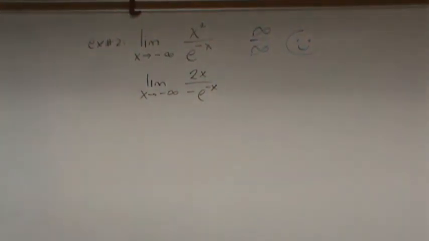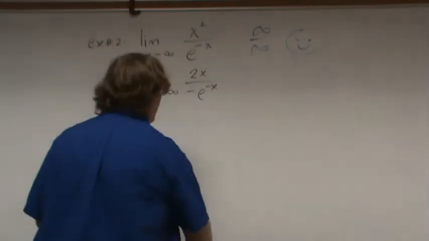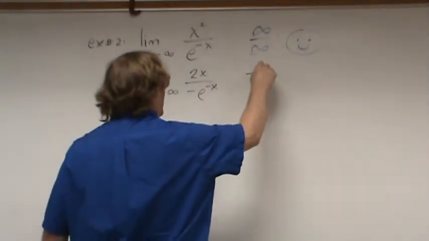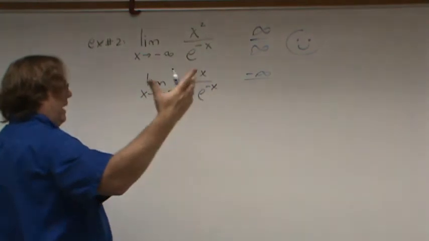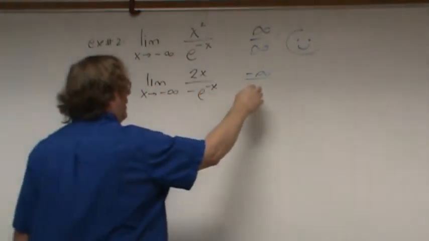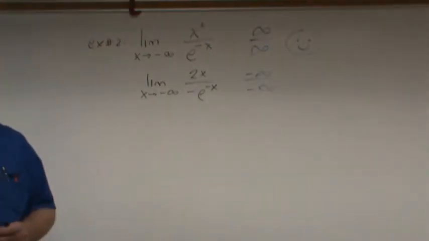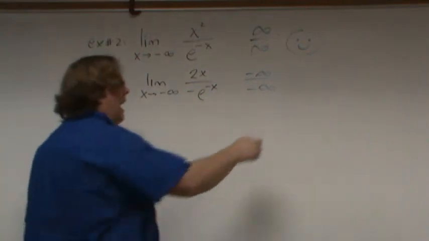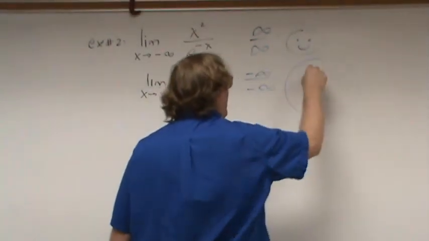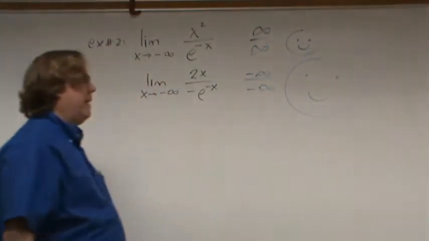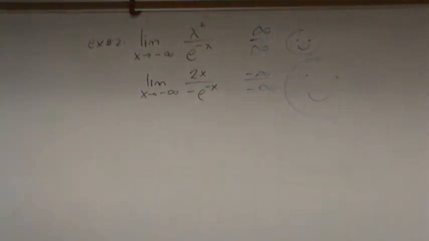Okay, so I took the derivative. So I stick in negative infinity to the top, and I get negative infinity, right? 2 times negative infinity is negative infinity. I stick in negative infinity to the bottom, and I get negative infinity. Oh my gosh, what am I going to have to do? Another derivative. I have to do L'Hopital's again, so that makes me even happier. Okay, so please go ahead and do L'Hopital's rule again. And sometimes you'll have to do it multiple times before you finally get to an answer.